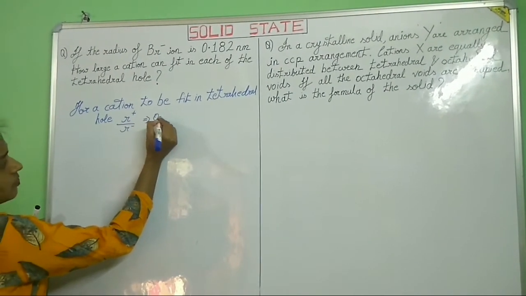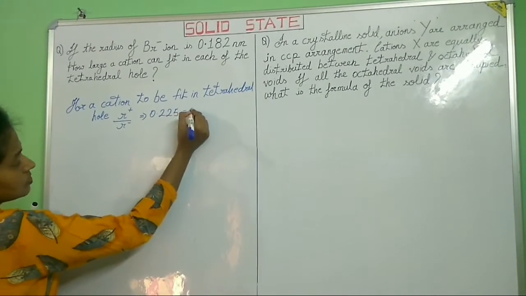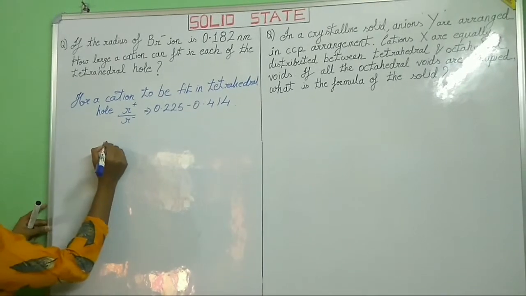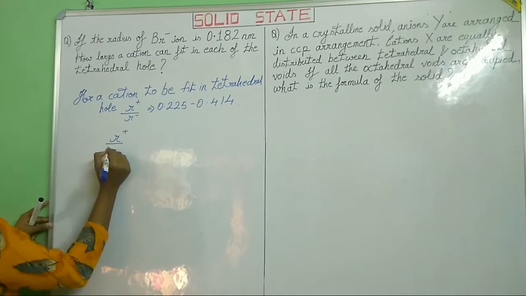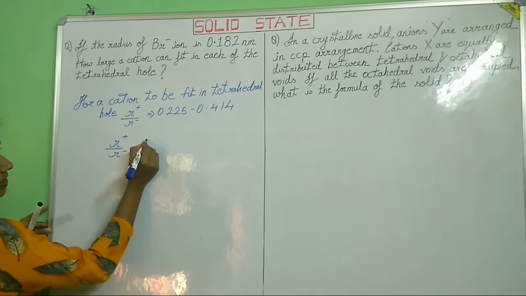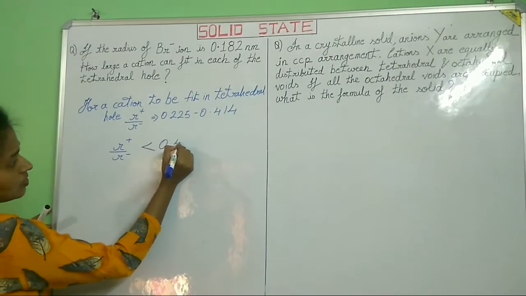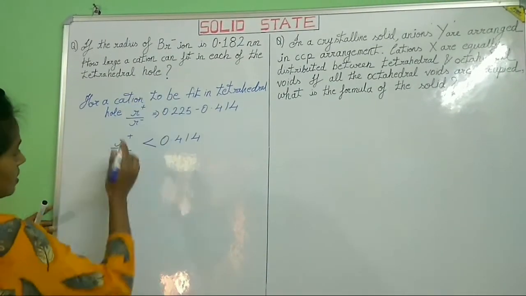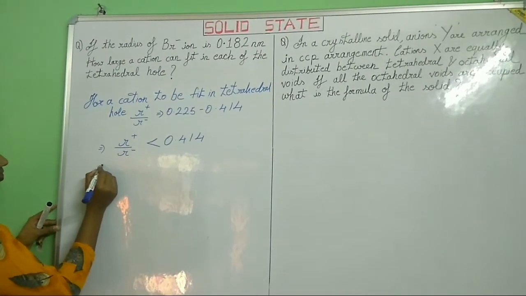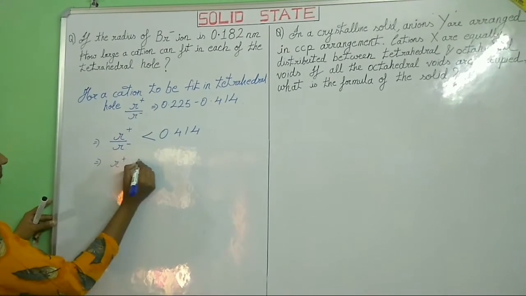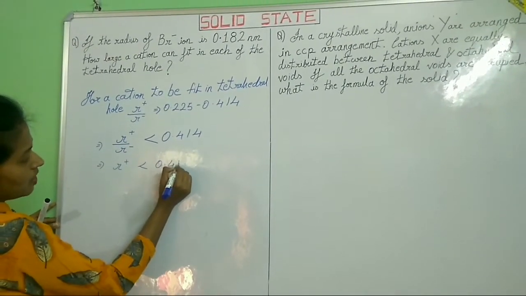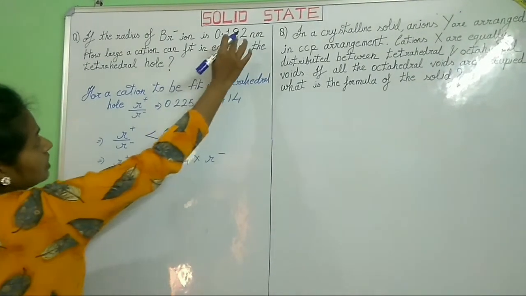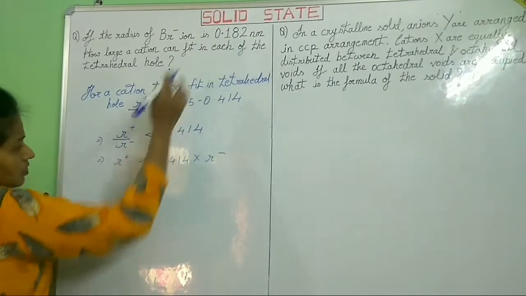Yes, 0.225 to 0.414, or we can also say that radius ratio should be less than 0.414. Now we have to find out the size of the cation. So we can find out by 0.414 into radius of anion. Radius of anion is given here, bromide ion 0.182 nanometer.